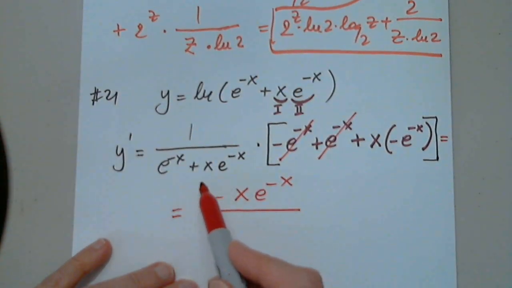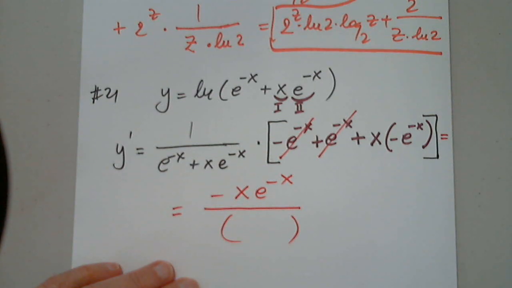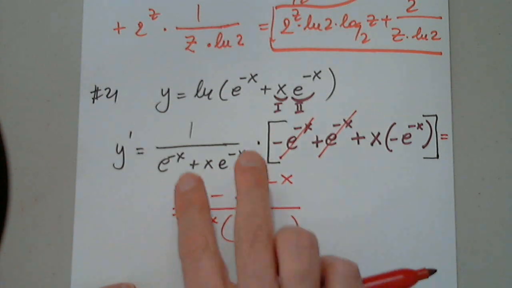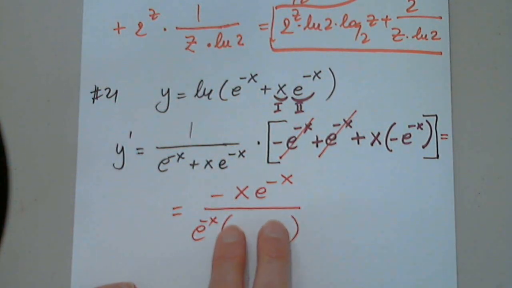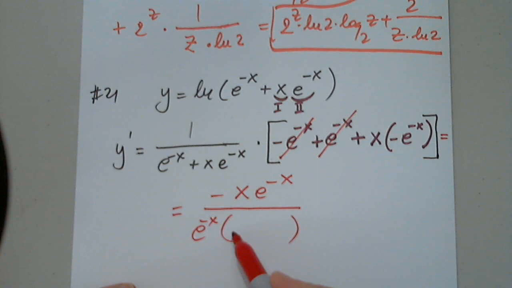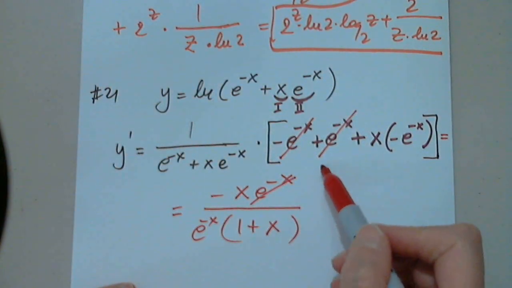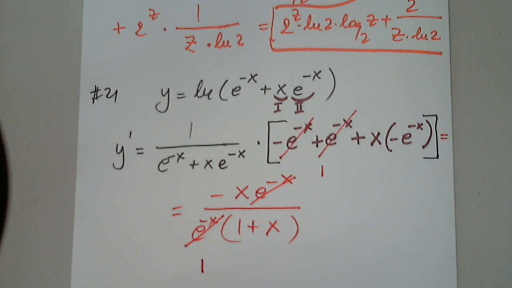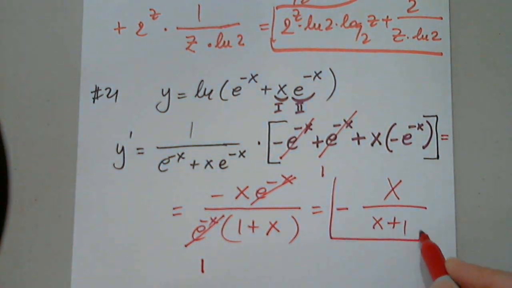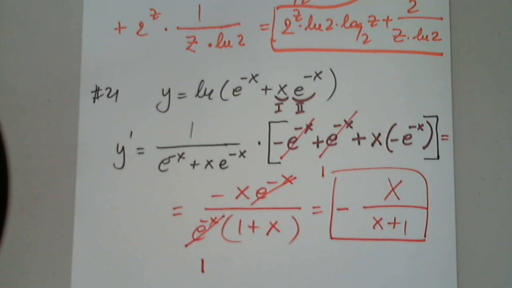And the denominator has a common factor. Can anyone tell us which common factor you will factor out? E to negative x. Good. And I have 2 terms, so I have to have 2 terms inside. Can anyone give us 2 terms inside such that this times this is that? 1 plus x. And of course, this was my purpose. That's why I factored. So the simplified form has now negative 1 in front, x at the top, and x plus 1 in the denominator. Any questions? Any questions, please?